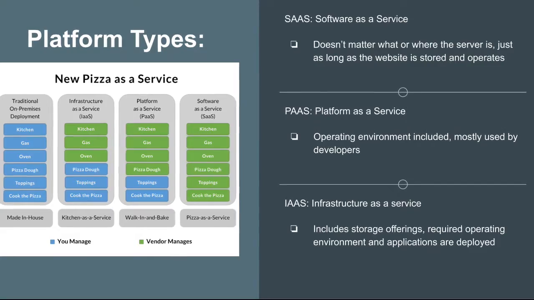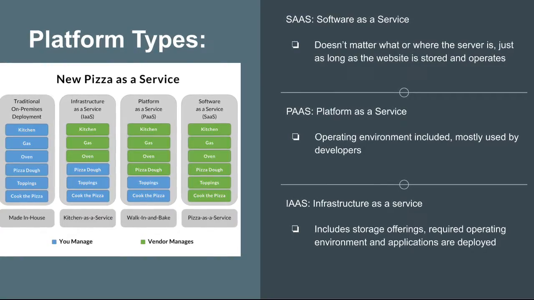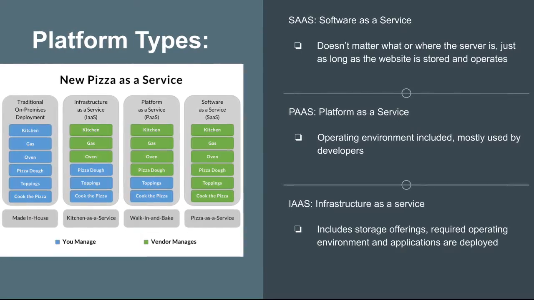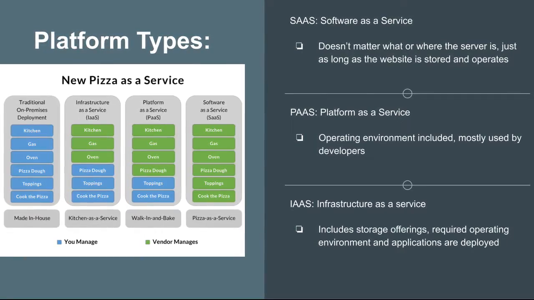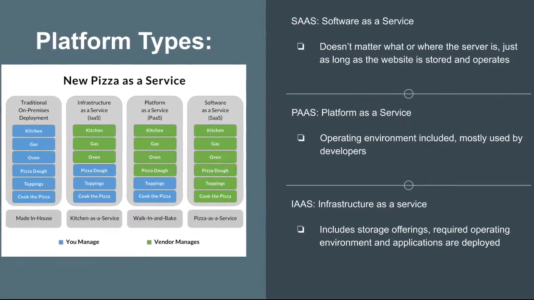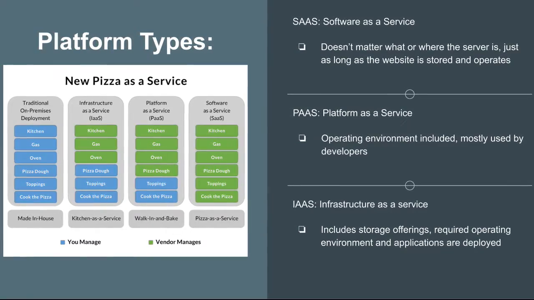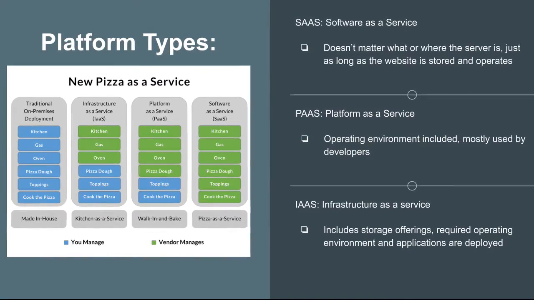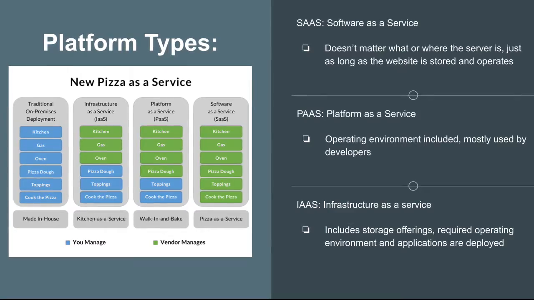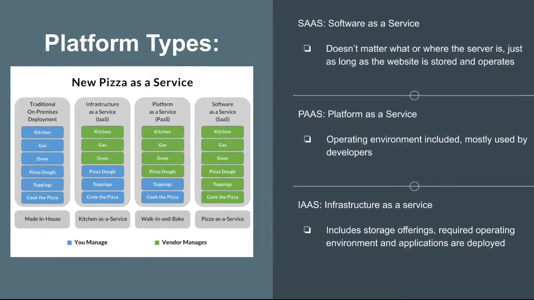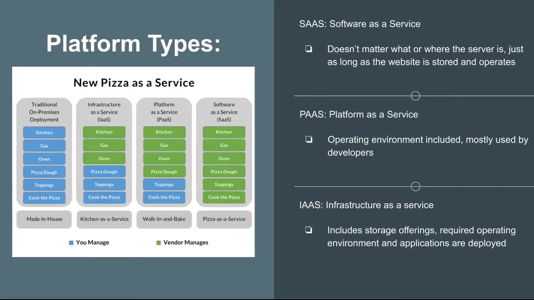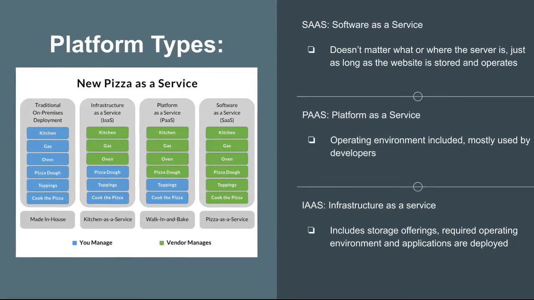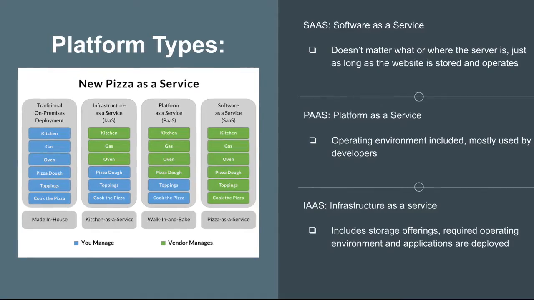The second column is Infrastructure as a Service, in which you get the basic things such as a kitchen, gas, and oven, but you're in charge of the pizza dough, toppings, and cooking the pizza. Platform as a Service is where you get a little more, like the pizza dough included, but you're still in charge of toppings and cooking the pizza. Software as a Service is where you get everything managed by the vendor, and it's usually considered the top of the pyramid service, so the one that most people go for.